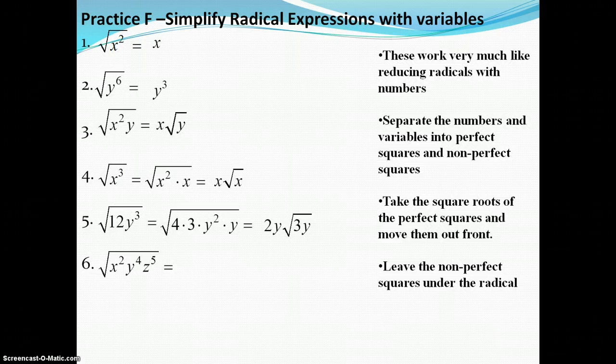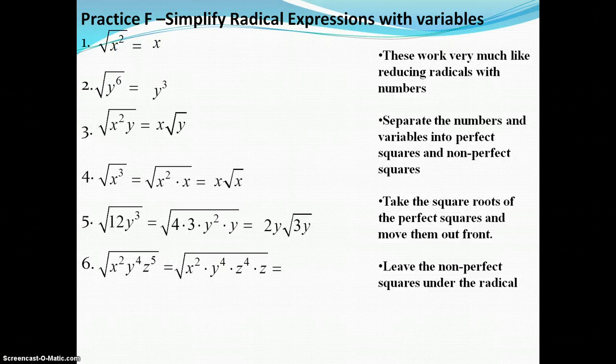Now take a look at number 6, I've got x squared, y to the 4th, and z to the 5th. X squared, that's a perfect square, that's going to be x. Y to the 4th, that's a perfect square. The square root of that's going to be y squared, so both of those can come out. The one that is going to have to stay underneath is going to be z.